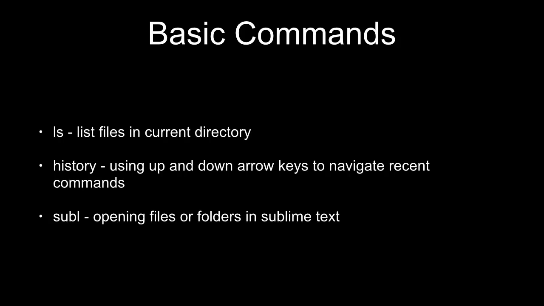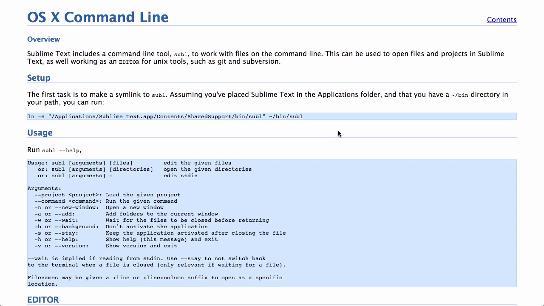The subl command is set up by hand, so we'll need to install it. But once we've got it installed, it works a lot like the open command, except that instead of opening by the native application, we'll force the files to open up in the Sublime Text application. Another useful tool is the OSX command line subl command. This allows us to open files or folders in Sublime Text from command line.